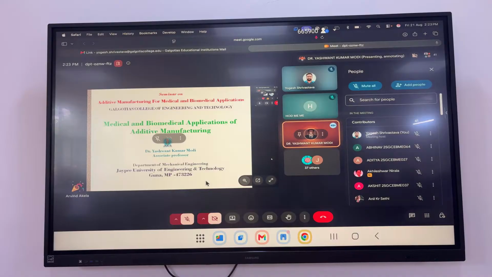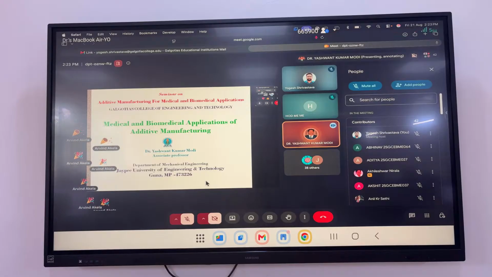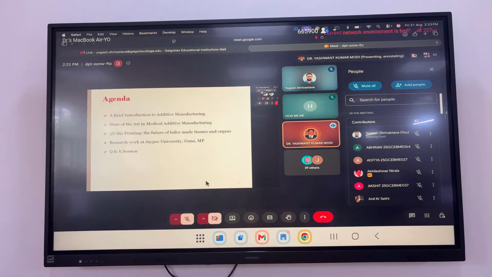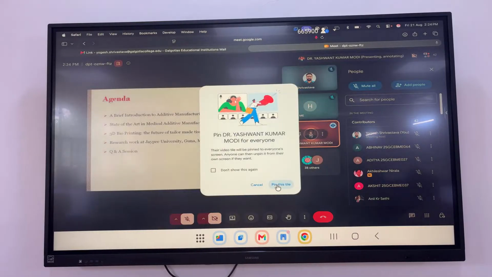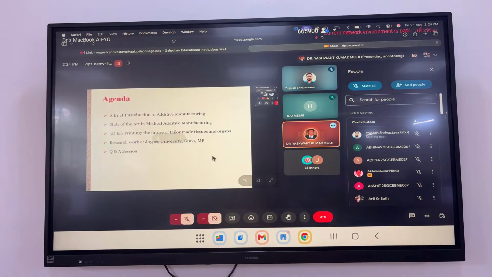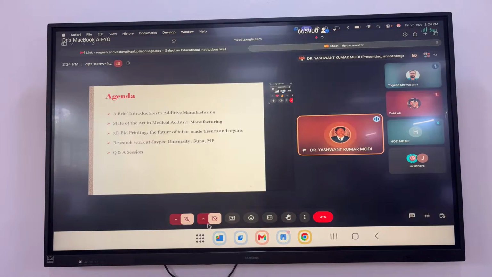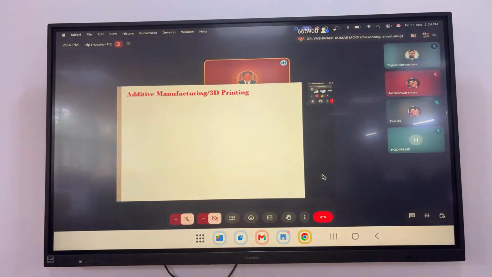Anyone can, so the topic of the talk is medical additive manufacturing. The items are mentioned here. First, we'll go for a brief introduction to additive manufacturing, the state of the art in medical and medical additive manufacturing. Then we will talk about 3D printing work going on at JP University, Guna. After that, there will be a question and answer session, so anyone who has any query can ask it.